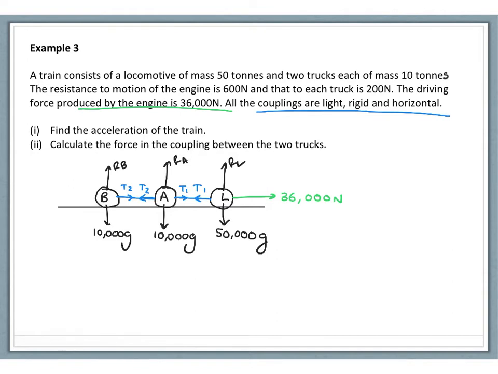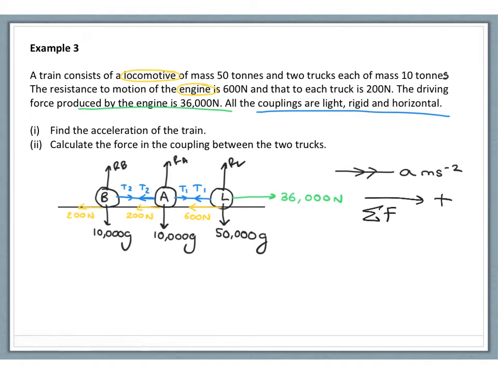Now, let's draw on the resistances to motion. So resistance to motion here is 600 newtons. So by engine, they mean the same as locomotive in the question here. And the resistances to motion of the trucks are 200 newtons each. So we'll draw these on as well. And the system is going to accelerate in the direction of the engine forward force. So we're going to choose going to the right as our positive direction.